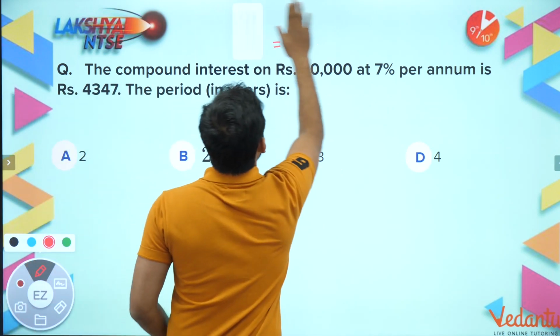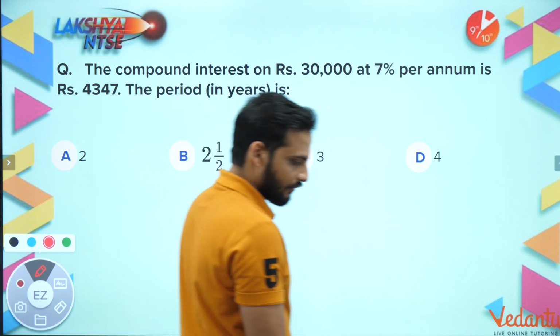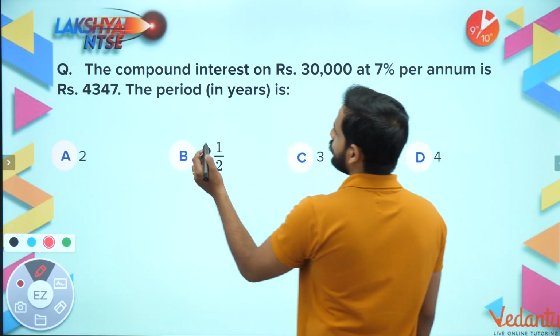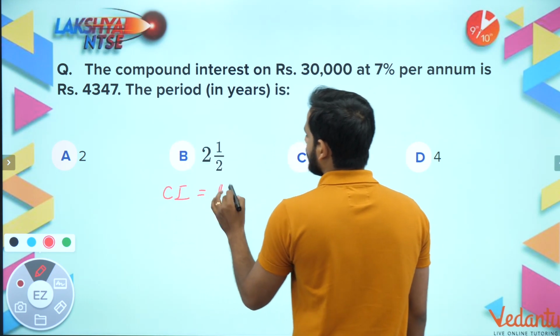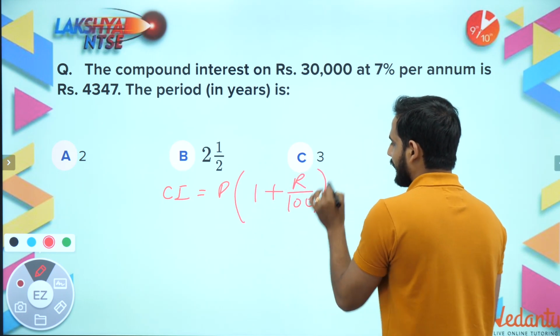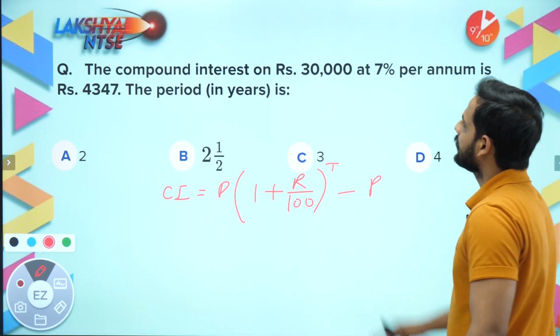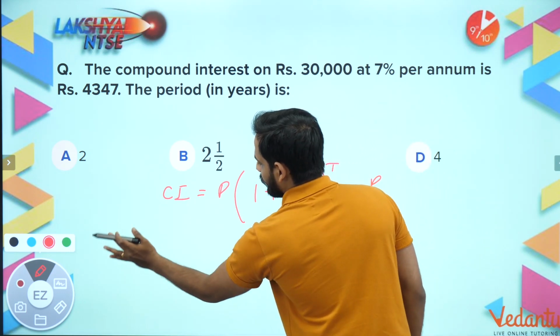The next question, compound interest on rupees 30,000 at 7% per annum is rupees 4347. Find the period in years. You have to find out what period will be for that. Okay, chalo, let us see. So you know that compound interest is given as 4347. So you know compound interest formula is P into 1 plus R by 100 raised to the power time. Time is not given here. Minus P. P is what? 30,000.